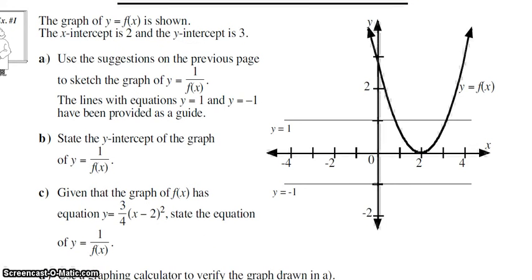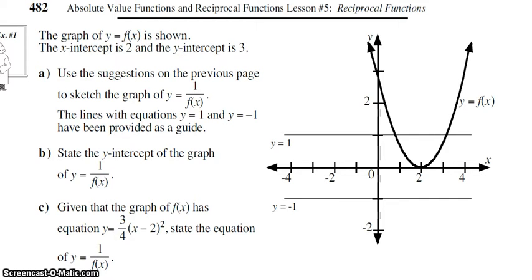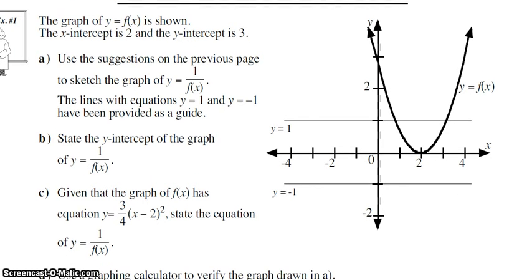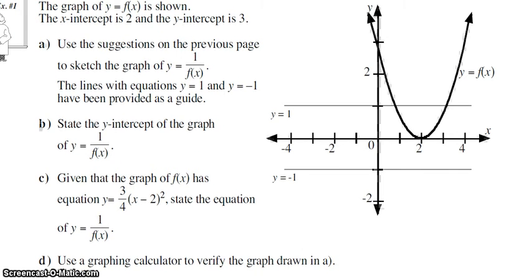All right, let's look at page 482, example number 1. Here we go. You are given a graph, and obviously it is a quadratic function. They tell you x-intercept is at 2, y-intercept is at 3. Y-intercept at 3, here we go. Here is my y-intercept, x-intercept at 2. All right, let's use suggestions on previous page. Let's draw the graph. And then they also give you the line y equal to 1, y equal to -1 as a guide. Okay, anyway, let's first step.